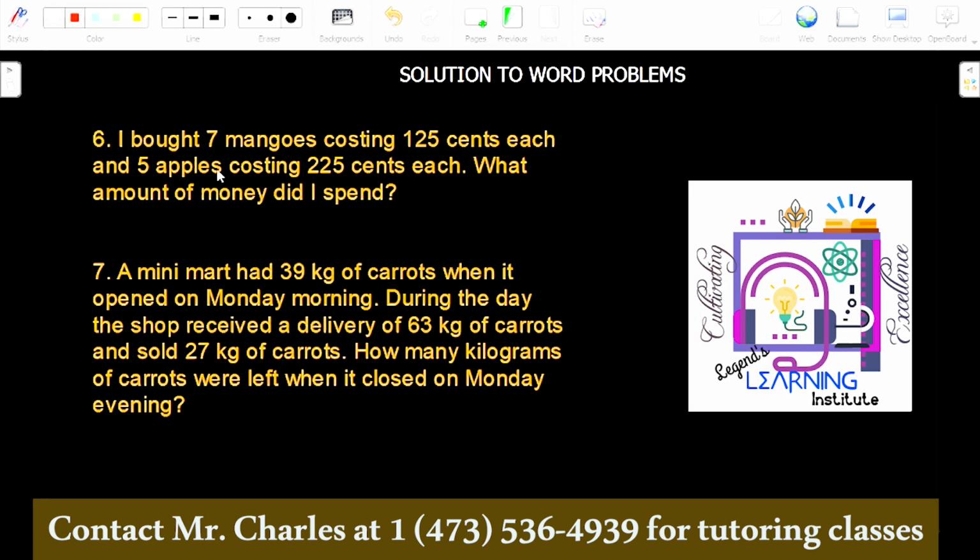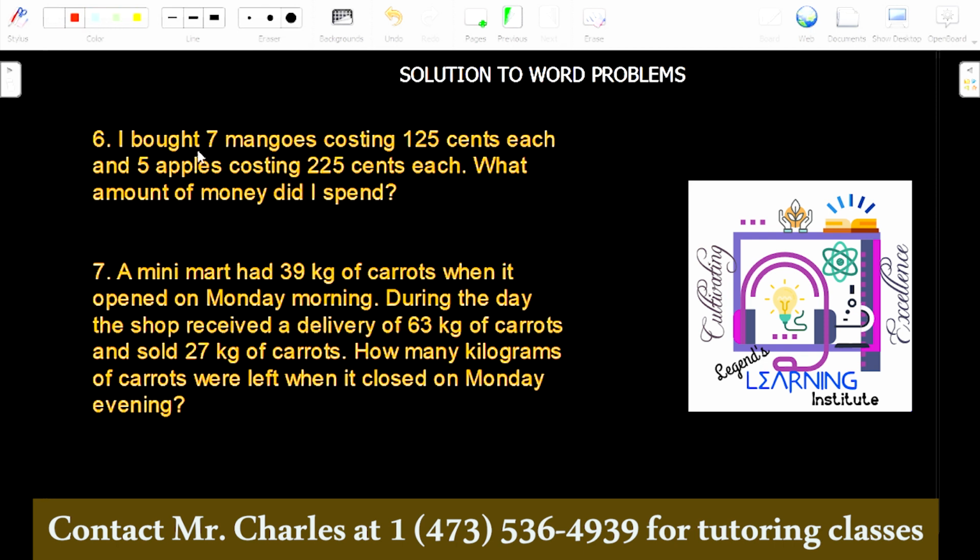Question number 6. I bought 7 mangoes costing 125 cents each and 5 apples costing 225 cents each. What amount of money did I spend? Okay, so a question like that is very straightforward.